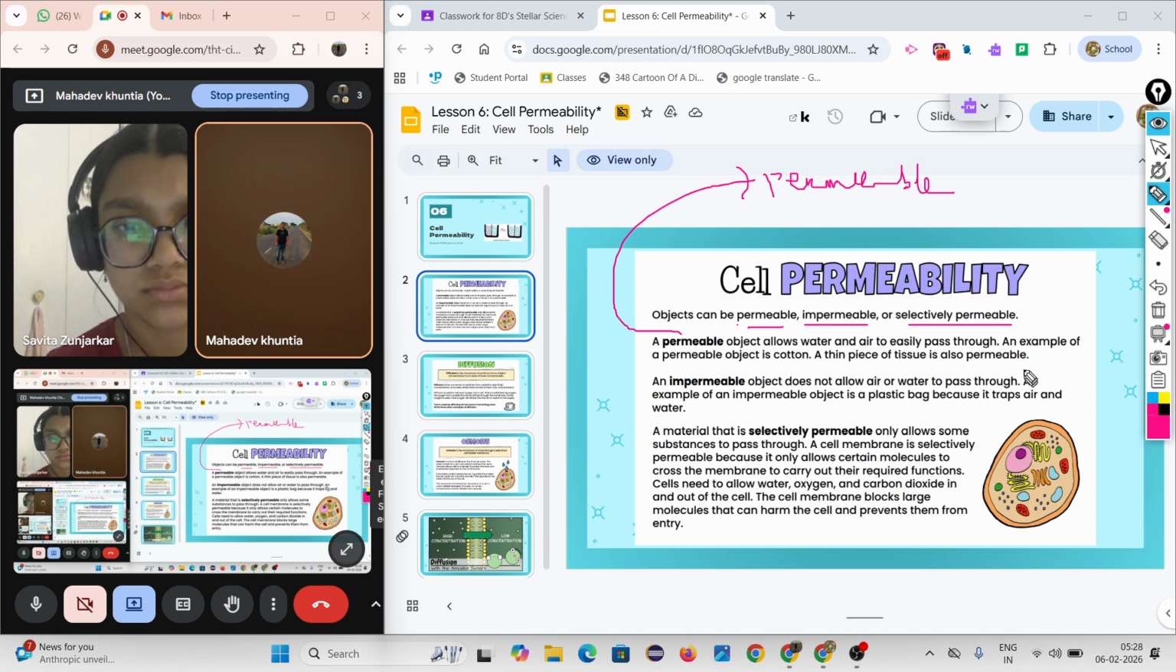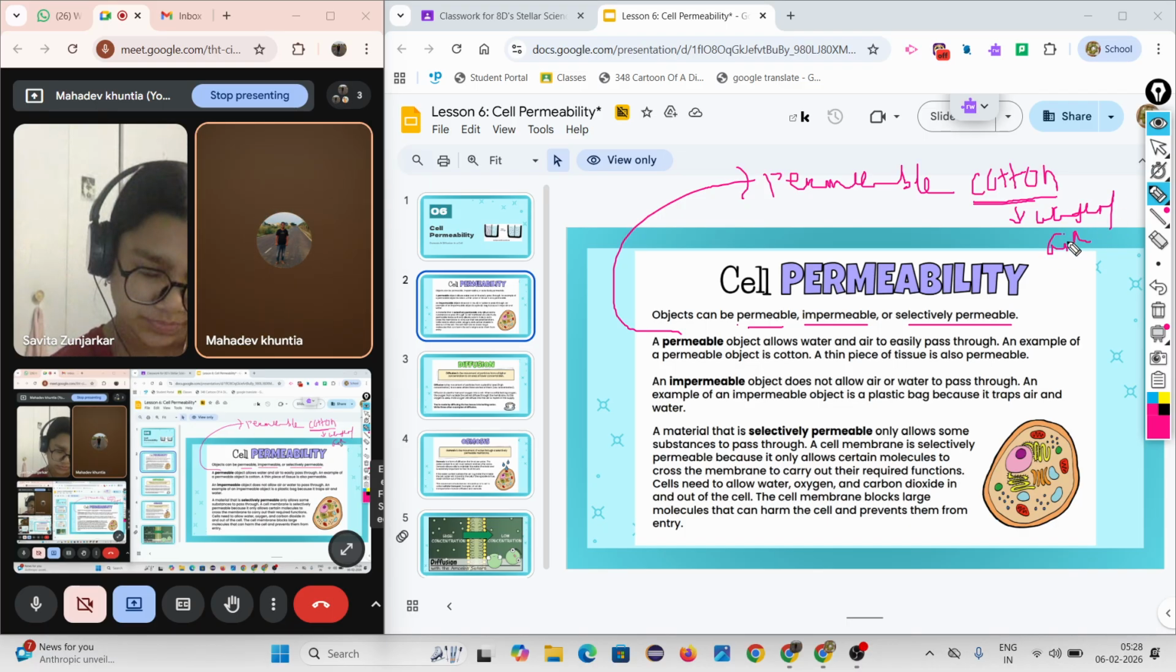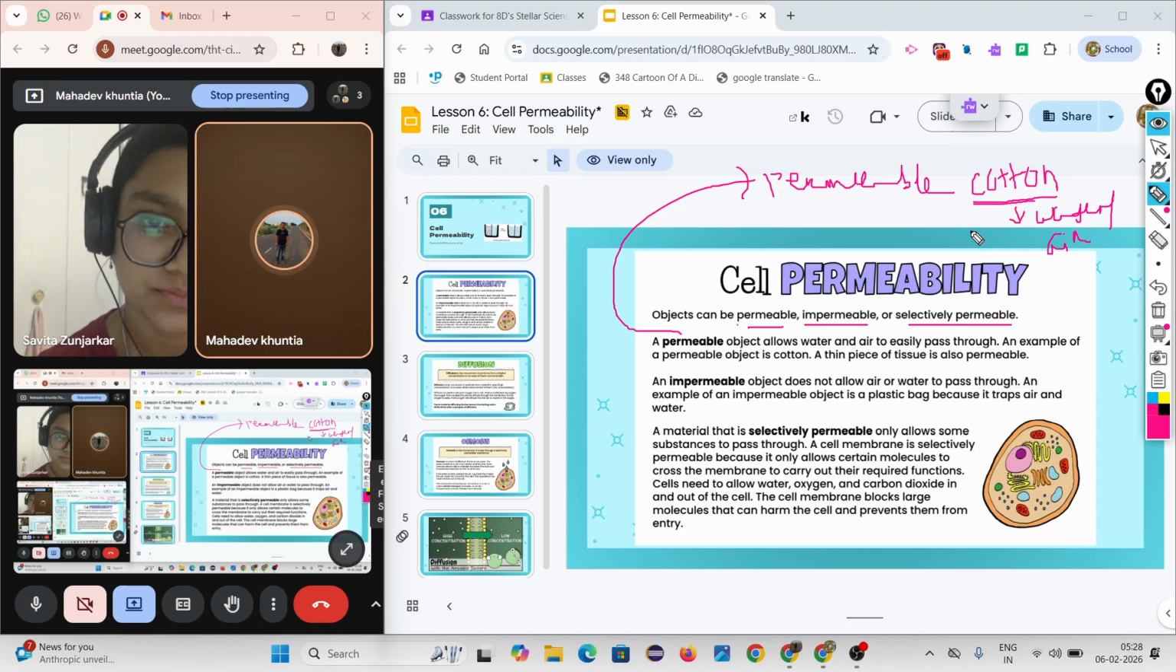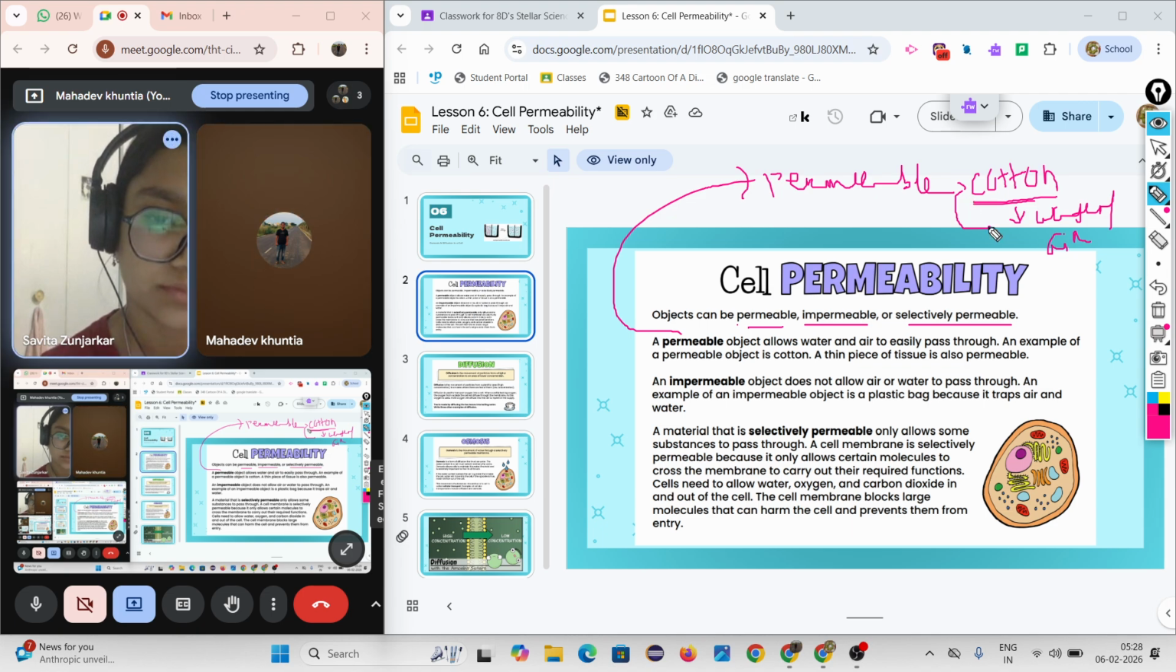That means, look, an example of a permeable object is cotton. The cotton you are wearing, cotton cloth, na? Yes. But cotton cloth can easily allow water and air to pass through it. If you put water on your cotton cloth, water can easily pass. Air also passes easily.